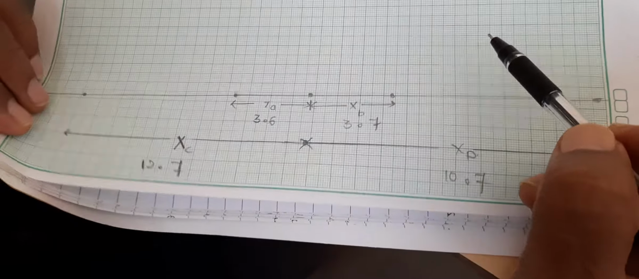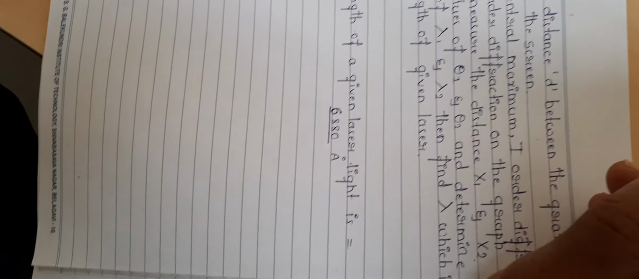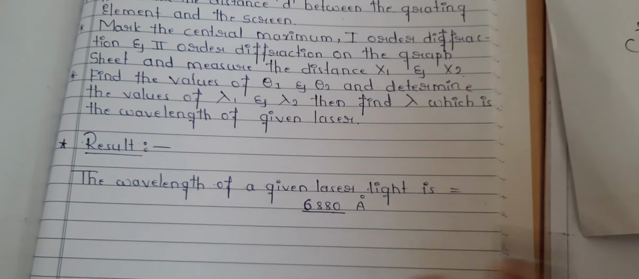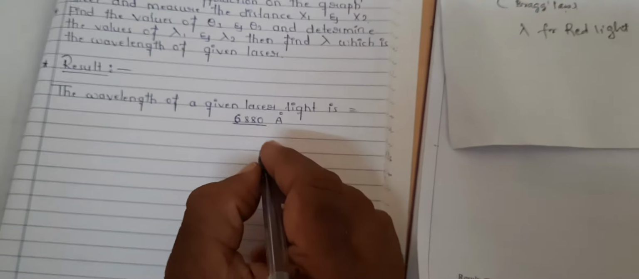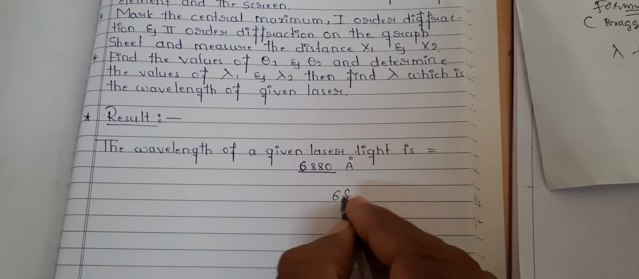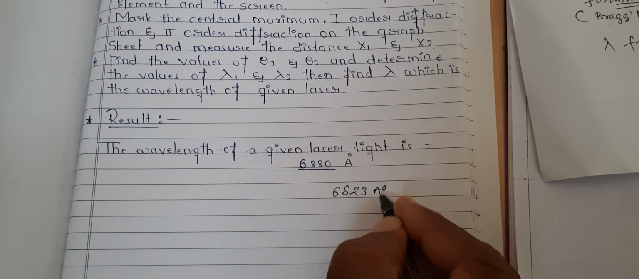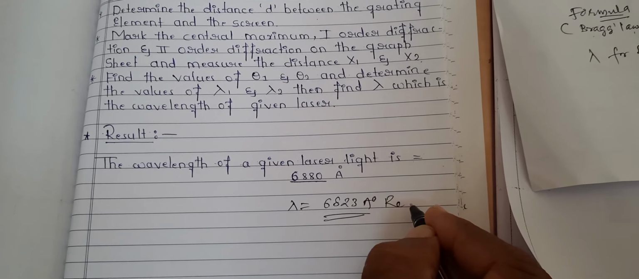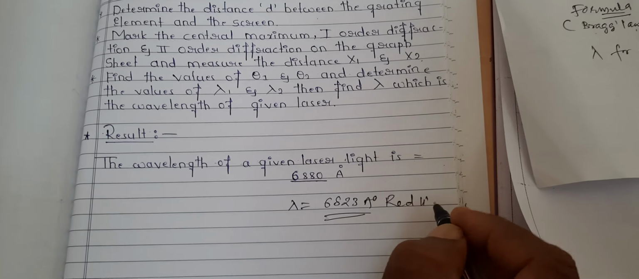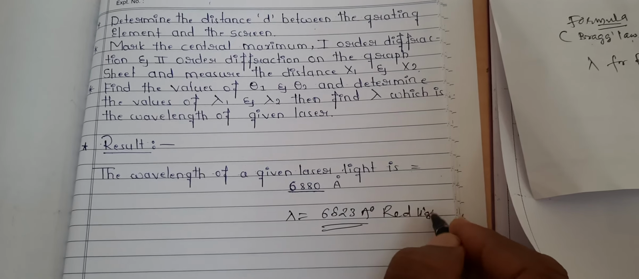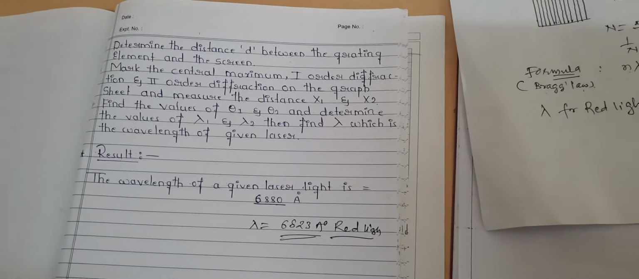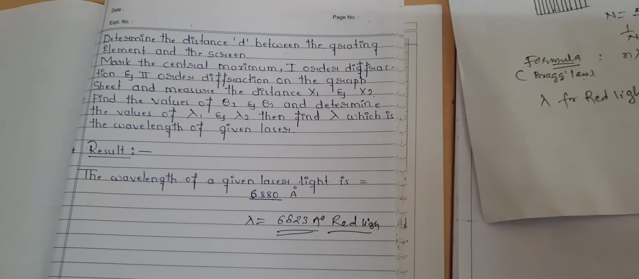Likewise, this experiment can be repeated for the 3 readings, and you will find the wavelength value is 6880 angstrom. This value is for red light. The standard result is that lambda for the red light is 6823 angstrom. This is how we do this experiment to find the value of lambda, which we obtained as 6880 angstrom.